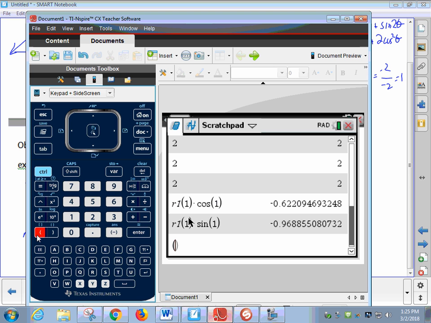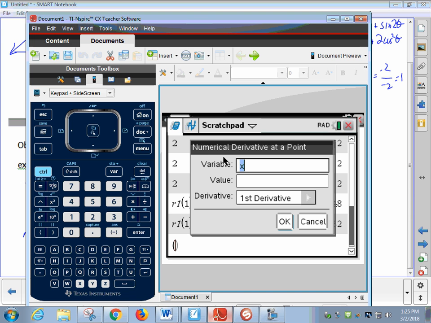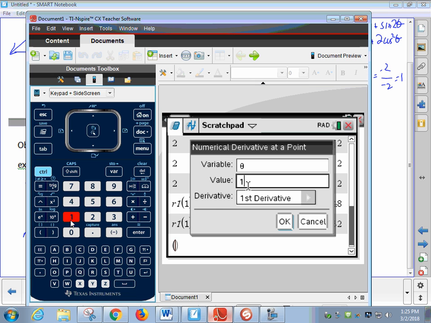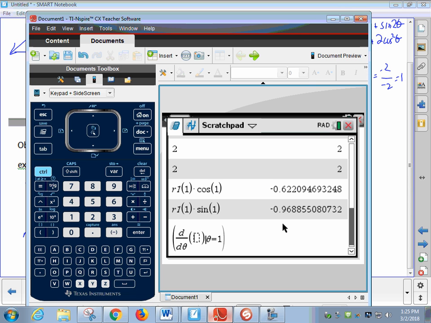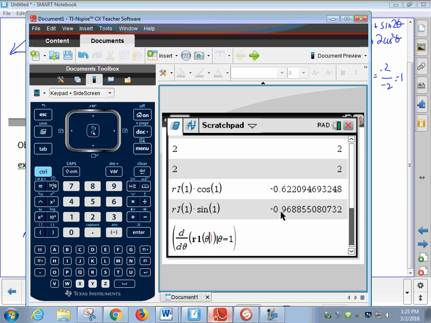Okay, so parentheses, derivative. I took menu, calculus, and I'm going theta. Theta is in the pi submenu. Okay? The value of theta is 1. First derivative. Now, I want the derivative of r of theta at 1 times sine theta.